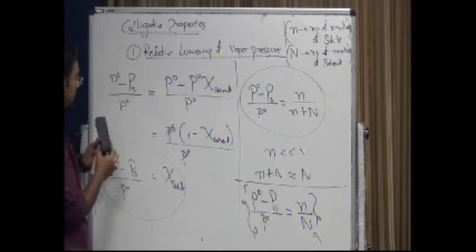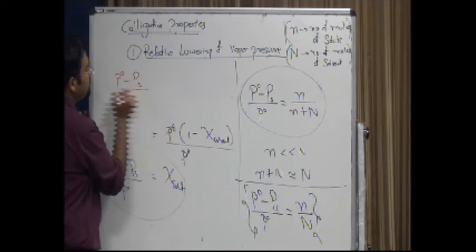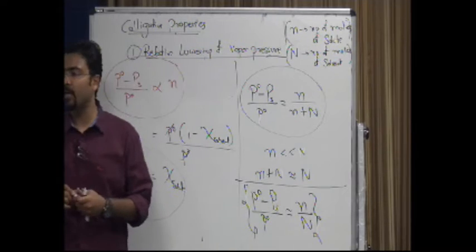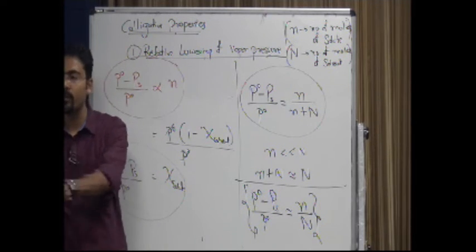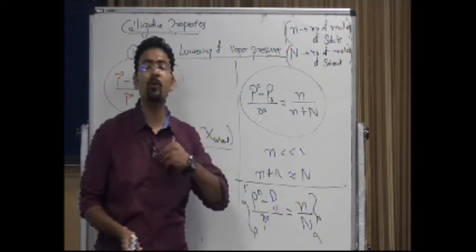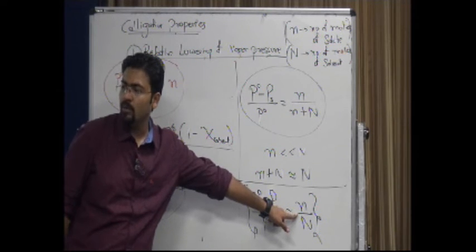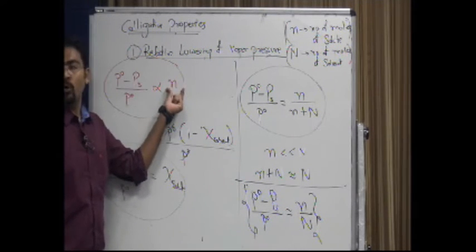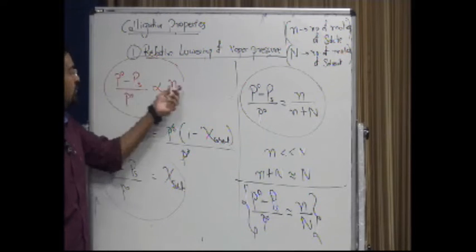This is another relation I've got. So (P naught minus Ps) upon P naught, the relative lowering of vapor pressure, is proportional to small n, because capital N will be fixed. For example, I've taken a glass of water; the number of moles of H2O will be fixed. Whether I add NaCl or glucose into it, its moles will not change because H2O is not going out. It will only be forming vapors. Let's consider that capital N remains the same. So what would vary is small n, because I am adding that. If I add less salt, I'll be adding fewer moles of solute particles. If I add more salt, I'll be adding more moles of solute particles, right? If I add more salt, the decrease in vapor pressure will be large. If I add less salt, the decrease in vapor pressure will be less. So that is what it wants to prove.